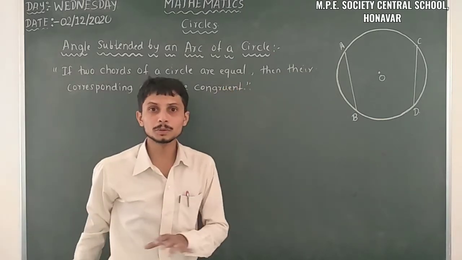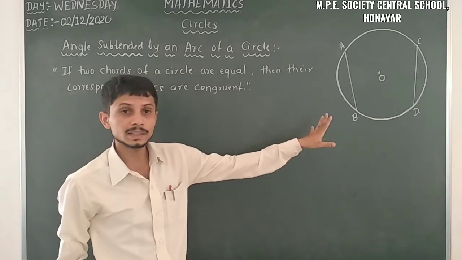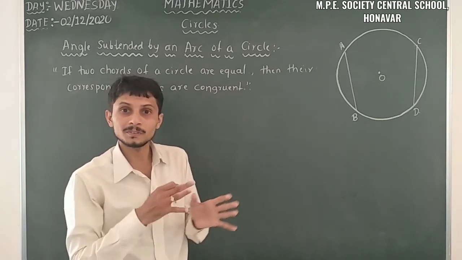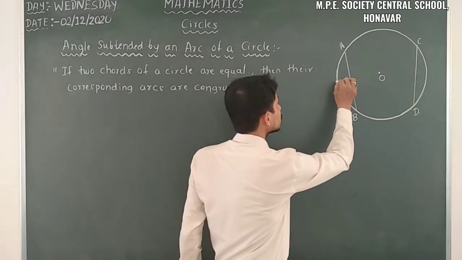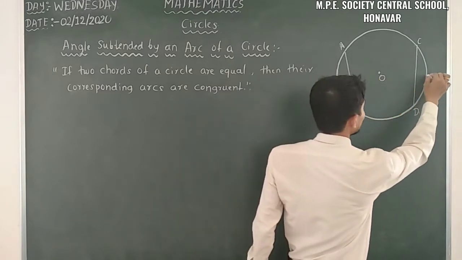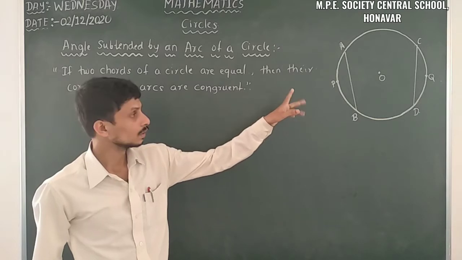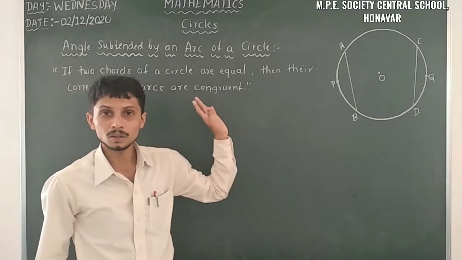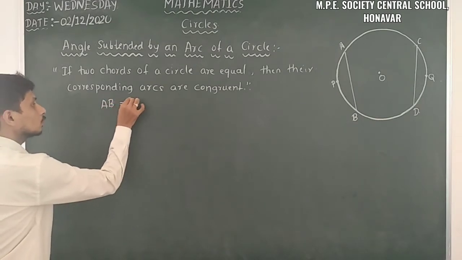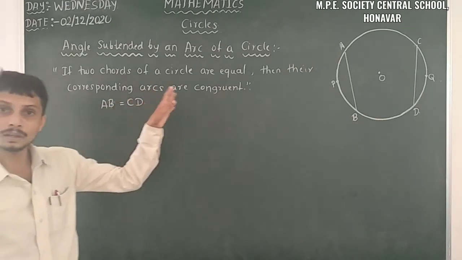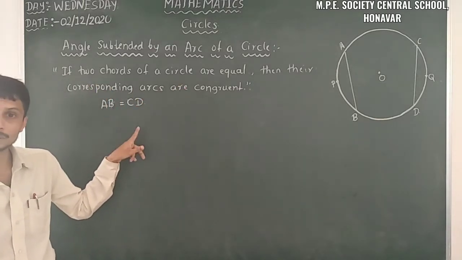In your textbook only AB and CD are mentioned, but here I want to differentiate the arcs. For that I am taking two points on the circle, P here and Q here. So AB and CD are the chords, and those two are equal. AB is equal to CD. According to the statement, two chords of the circle, AB and CD, are equal.